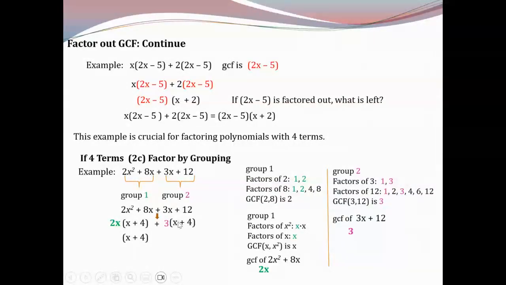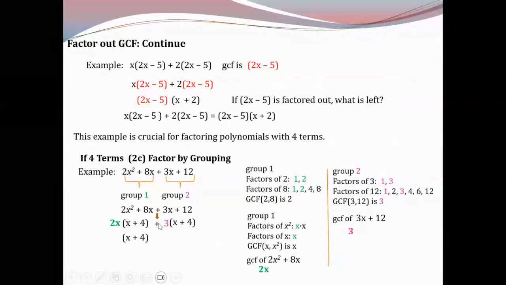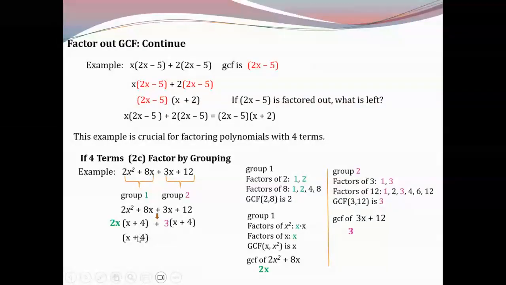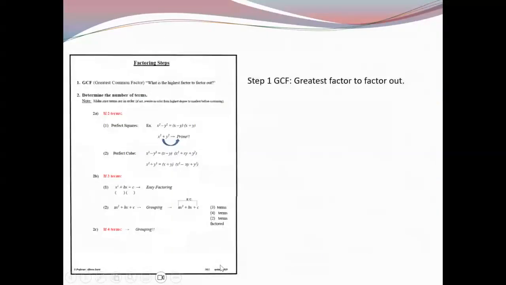Okay. So the answer, right? And then you ask yourself, what do both terms have in common? The 2x plus 4 plus 3x plus 4 will have the x plus 4. So then what's left? The 2x plus 3 is left. So that's my solution, guys: x plus 4, 2x plus 3.